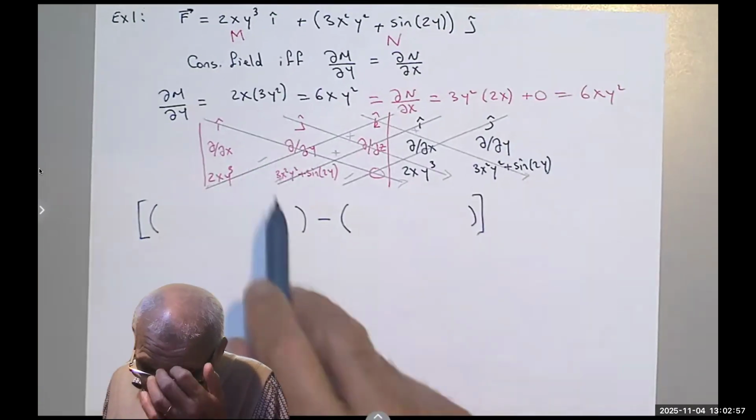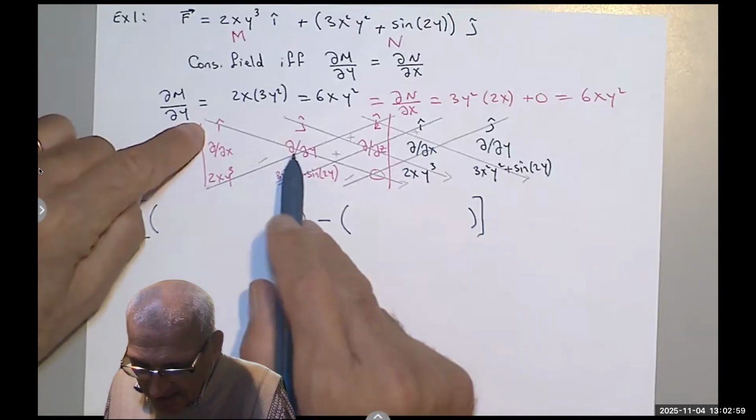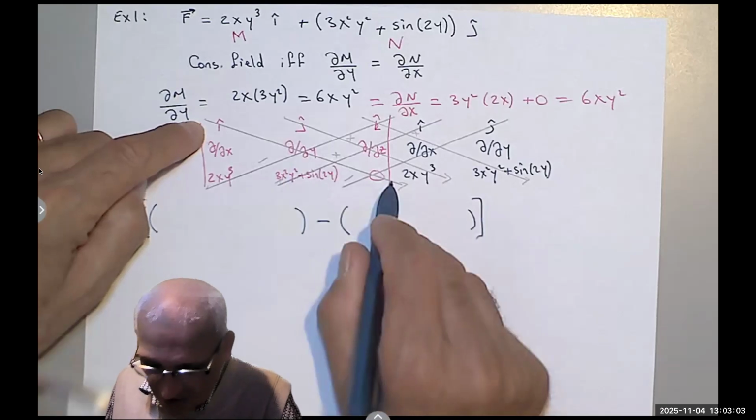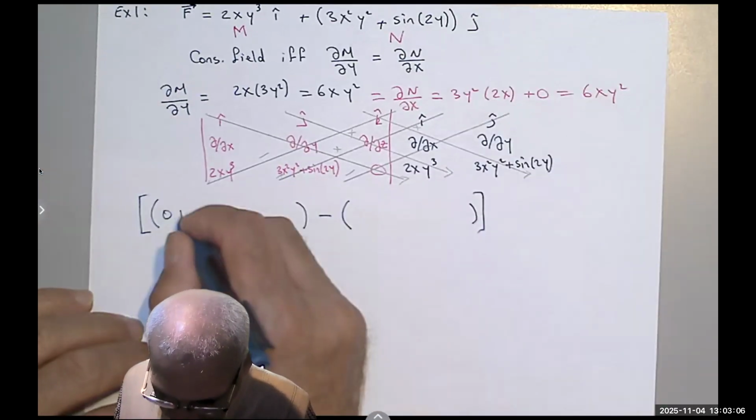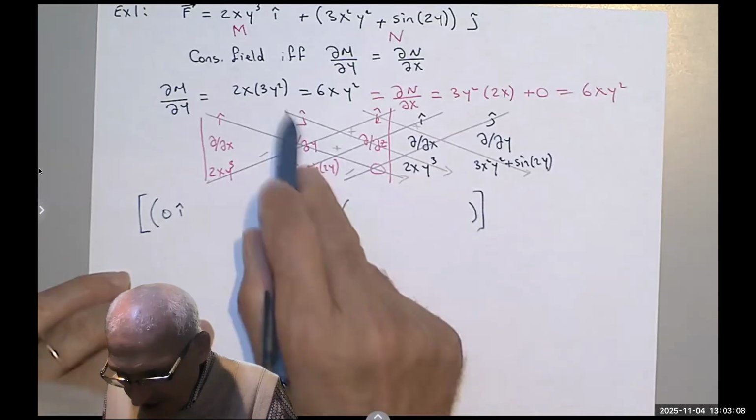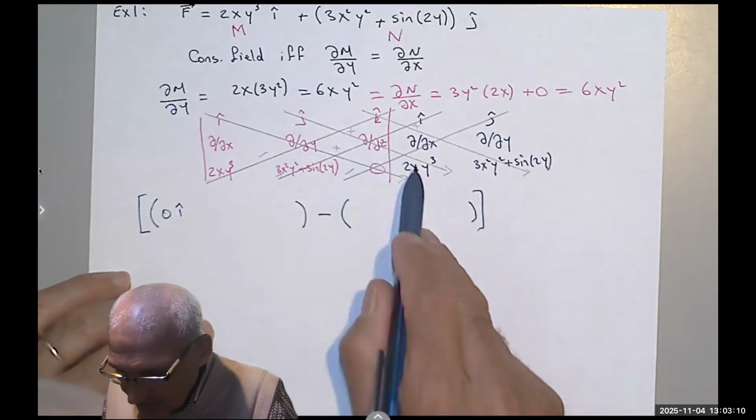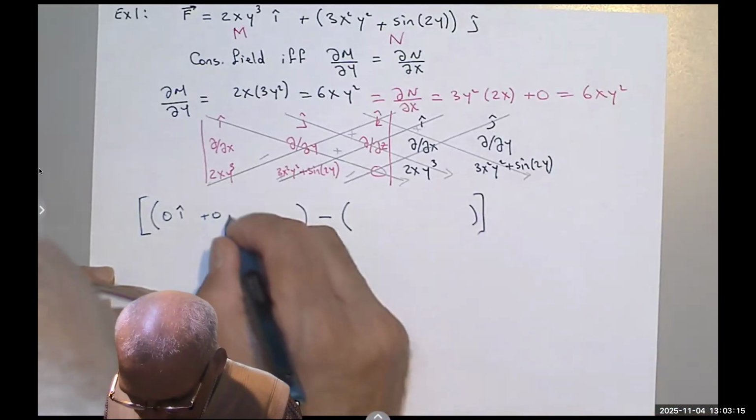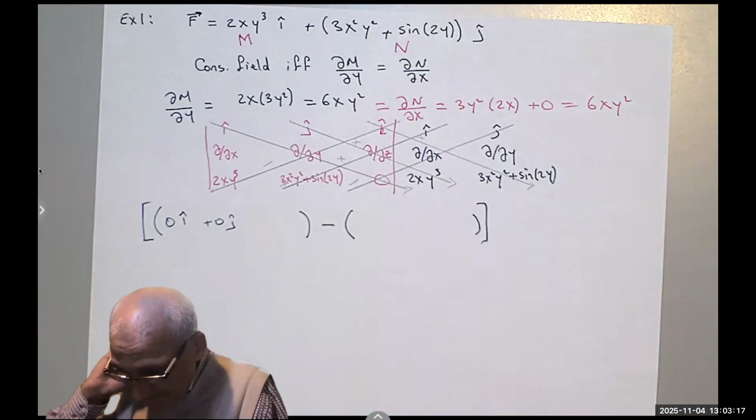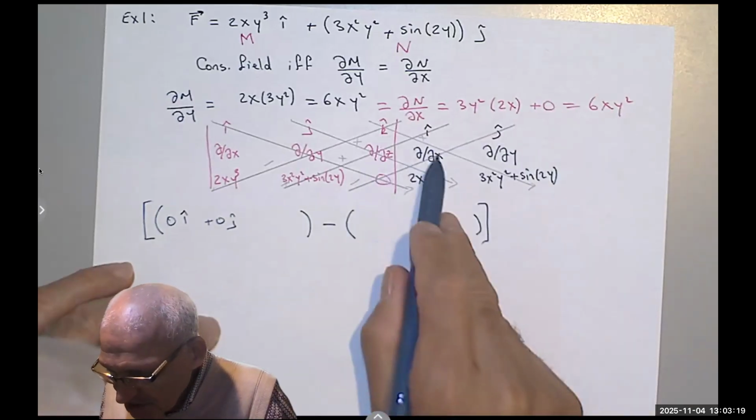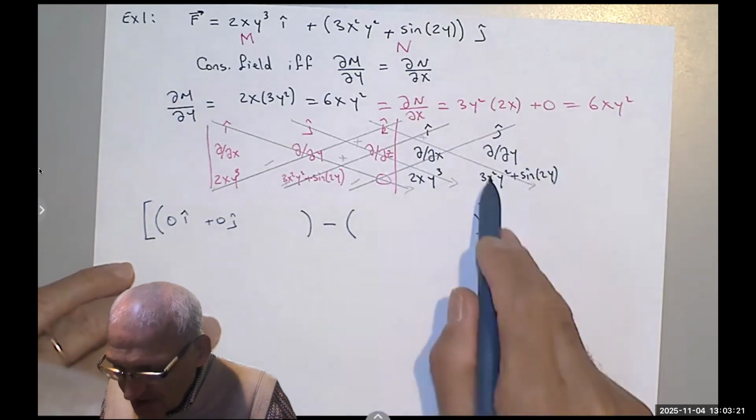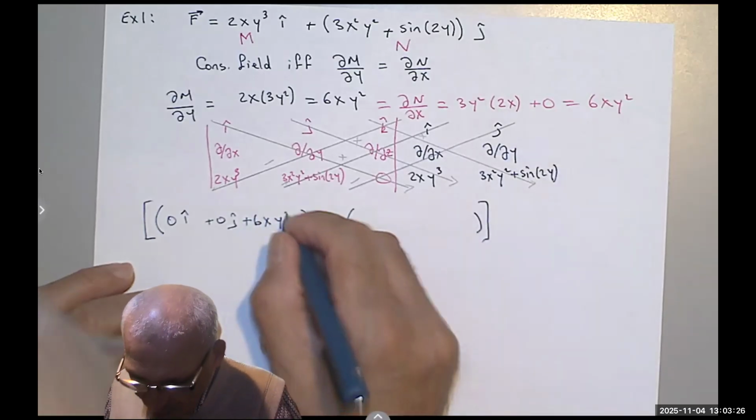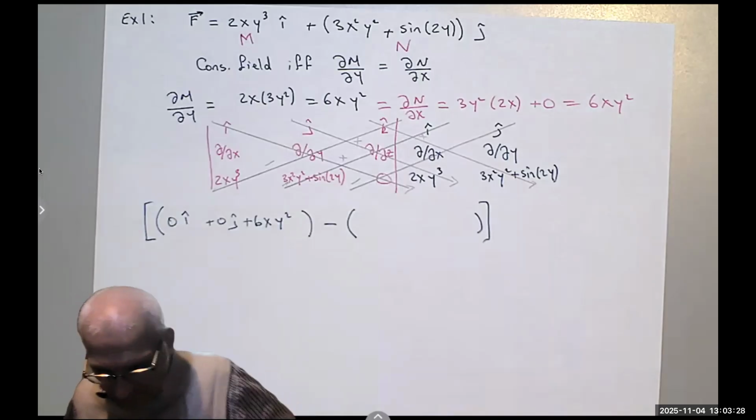So the i times the partial with respect to y of 0, which is 0. So you get 0i. And then for the j, you say partial z of 2xy cubed. There is no z, so plus 0j. But when you go to the k, you are going to take partial x of this thing, which is 6xy squared. Okay.